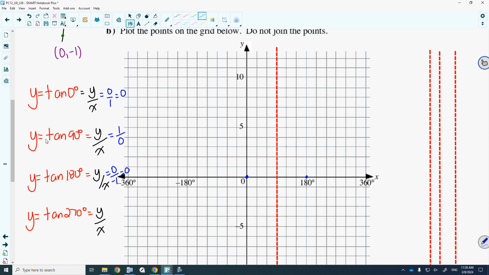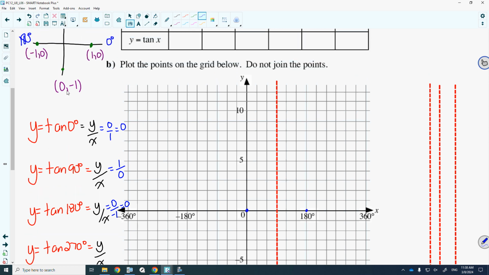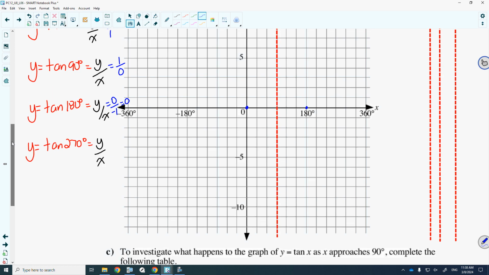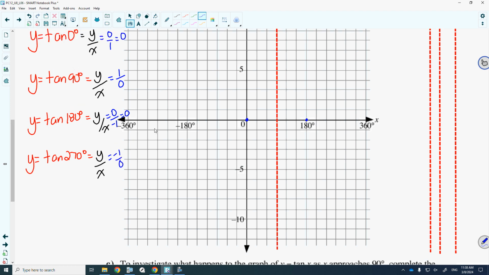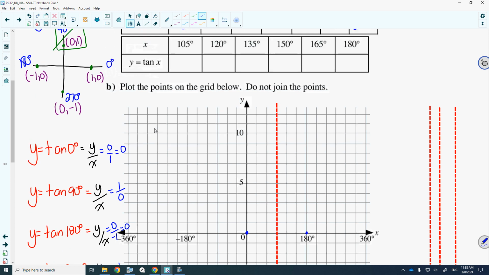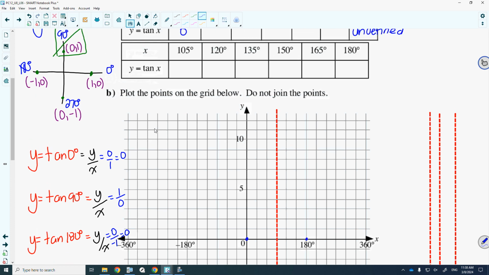Let's do 270 degrees. So tan of 270 degrees would be y divided by x, negative 1 divided by 0. And again, we're undefined. So at 270 degrees, we are going to be undefined. 180 was 0. It didn't ask for 270, but 270 is undefined. So again, wherever it's undefined is represented with a vertical asymptote.